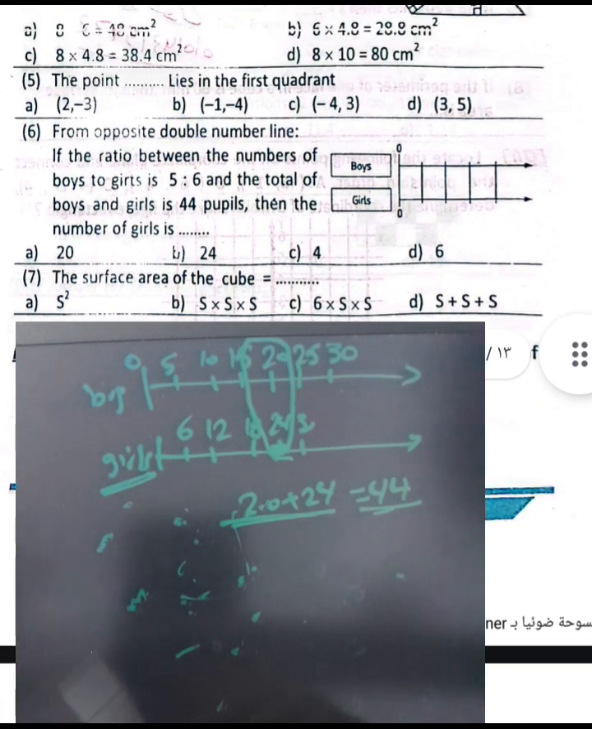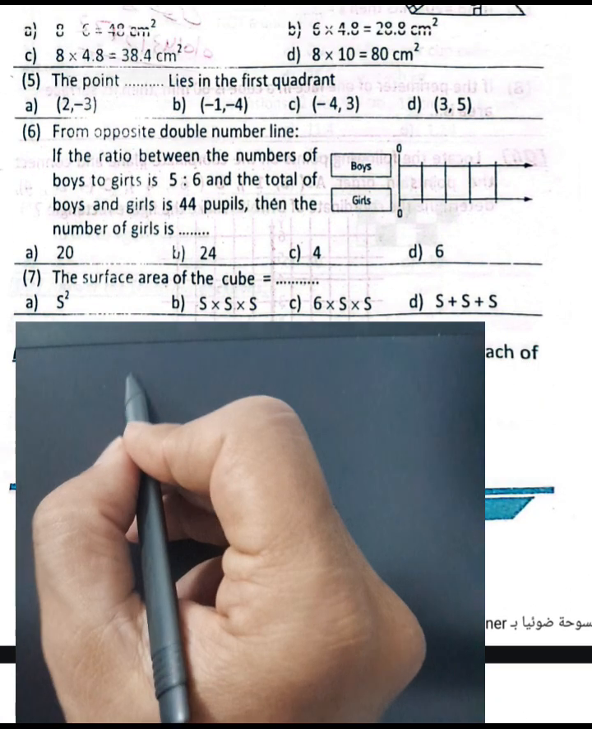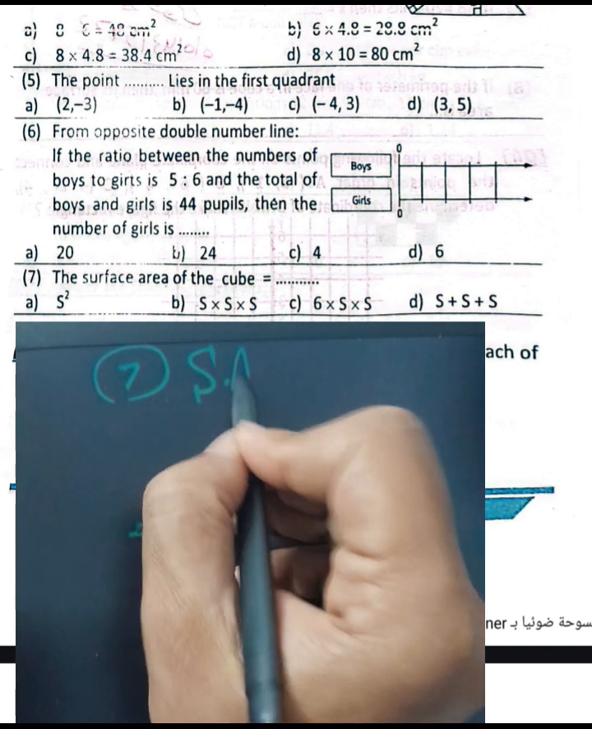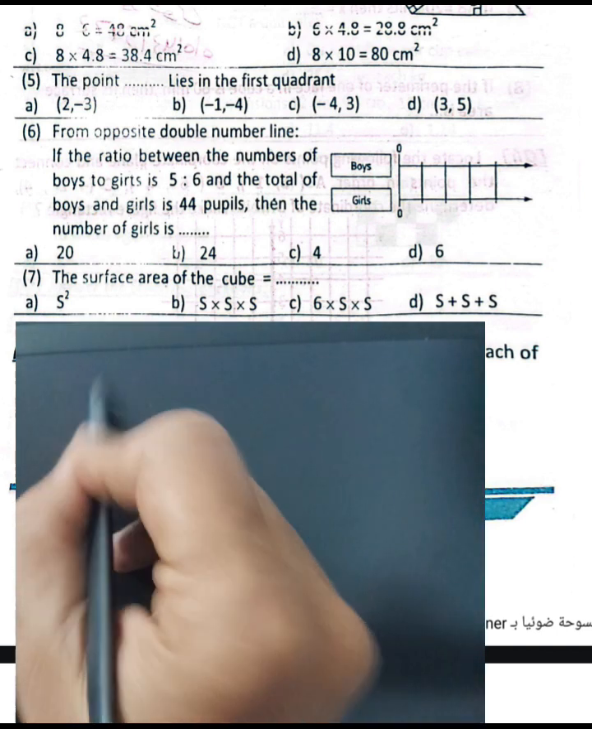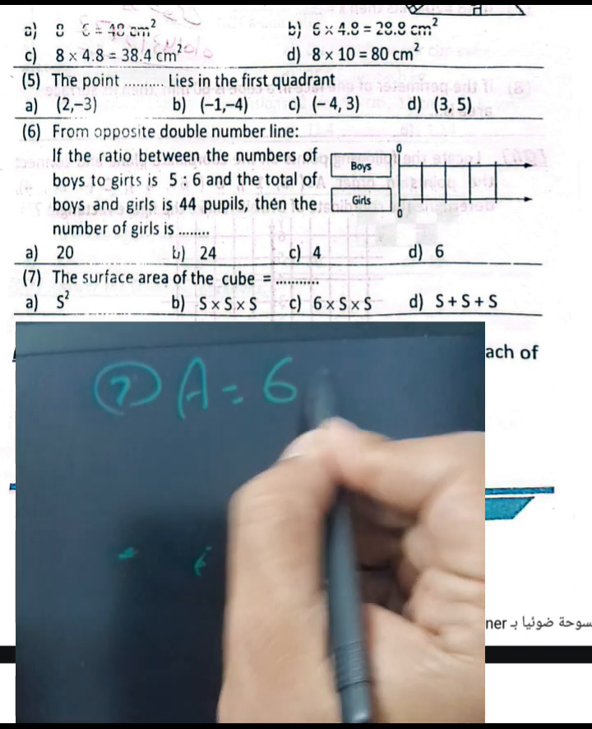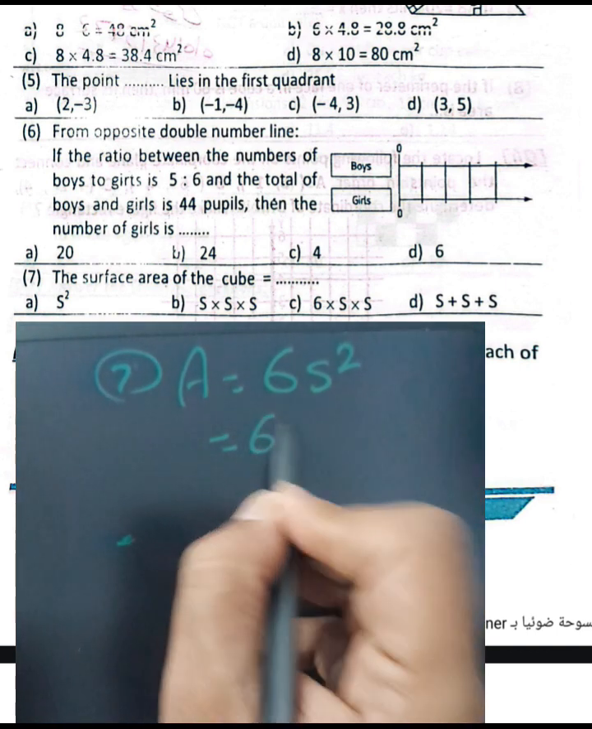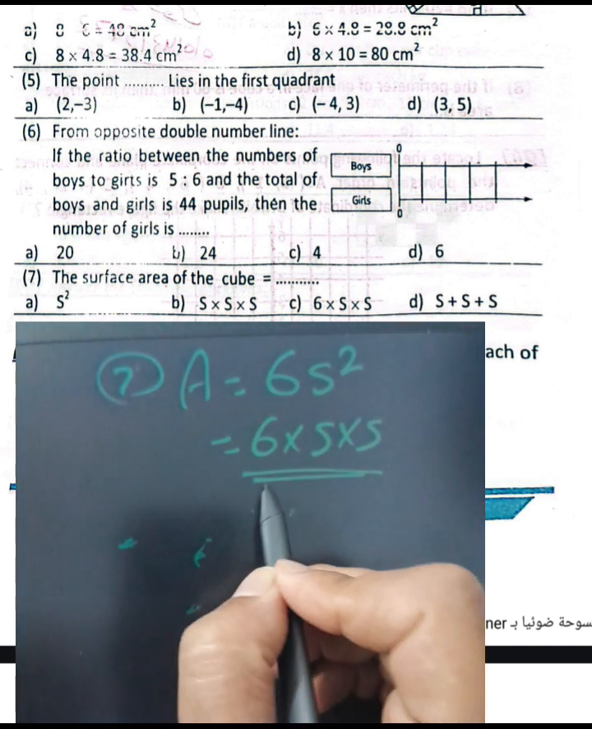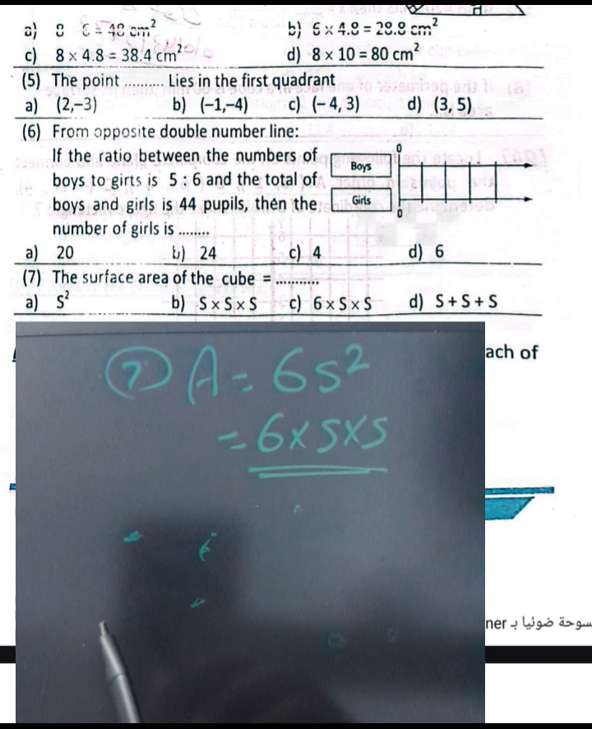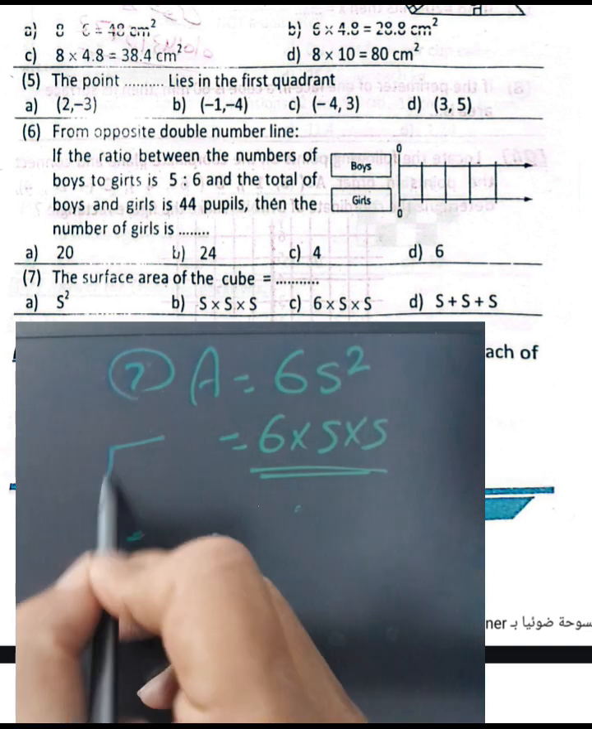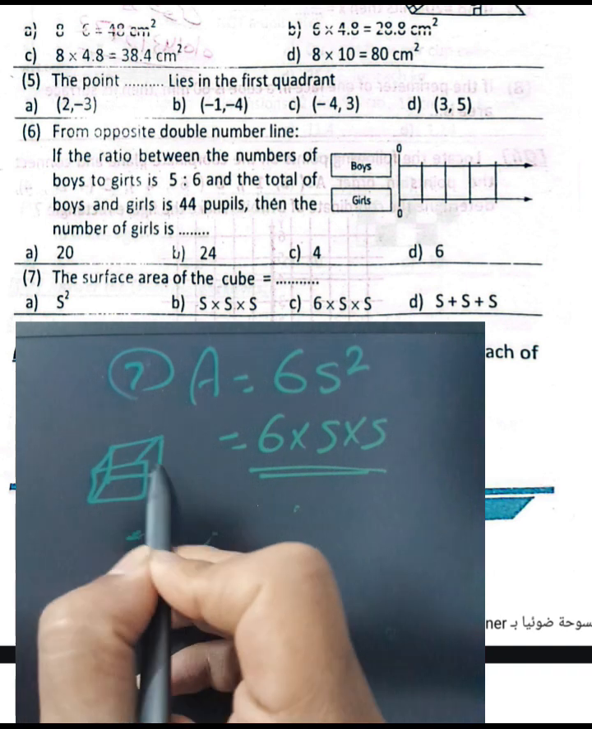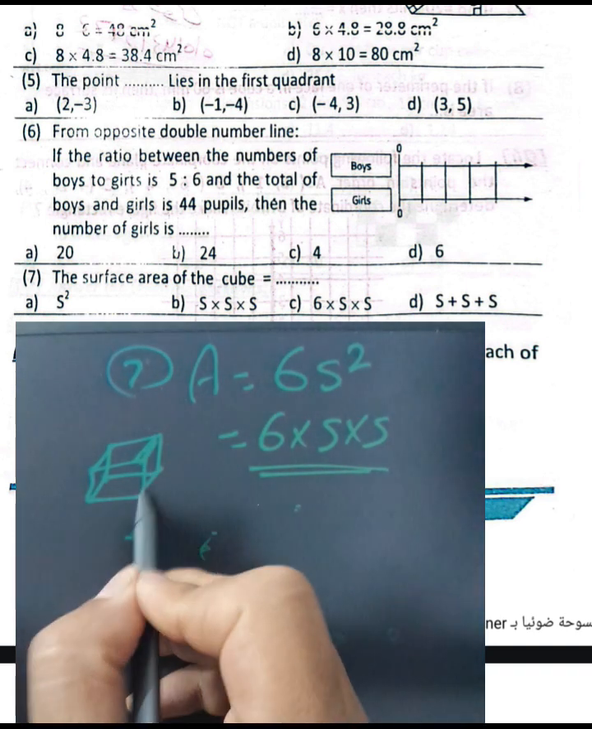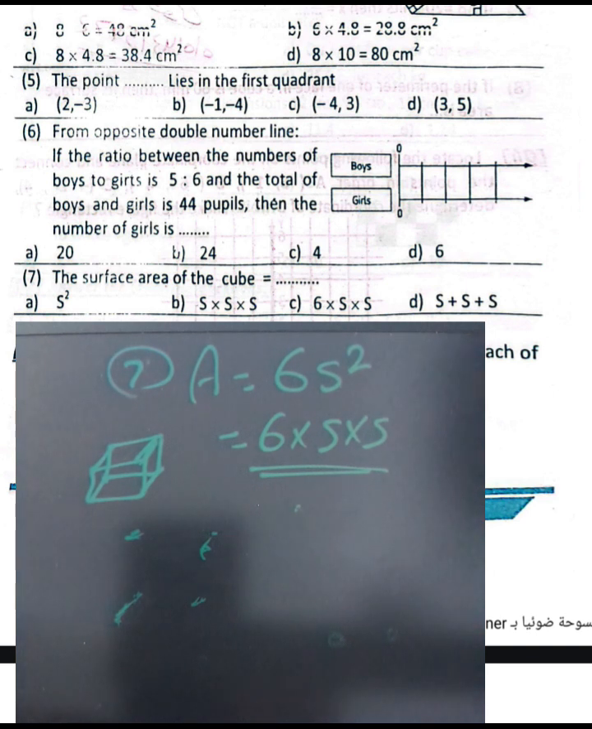Next question. The surface area of the cube will be 6 times s to the power 2. It means 6 times s squared, because the cube has 5 faces and 1 base. In total the cube has 6 faces, which are equivalent in area, congruent. Then the surface area will be 6 times s squared, 6 times side by side. Choose letter C.